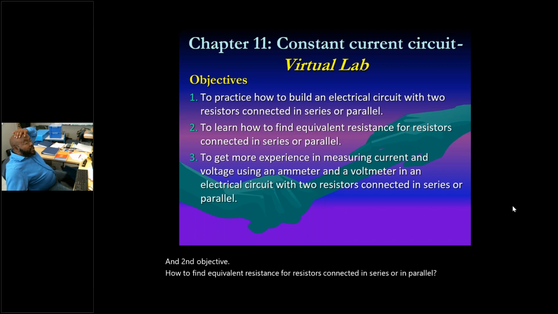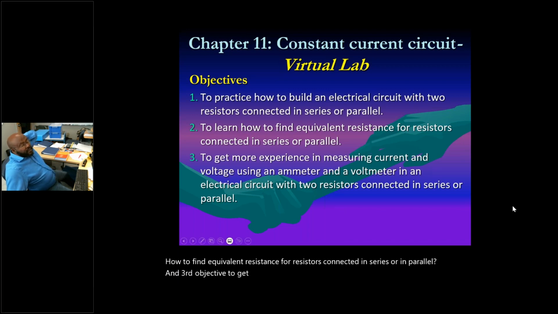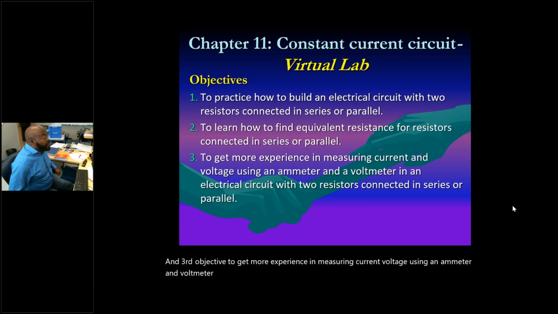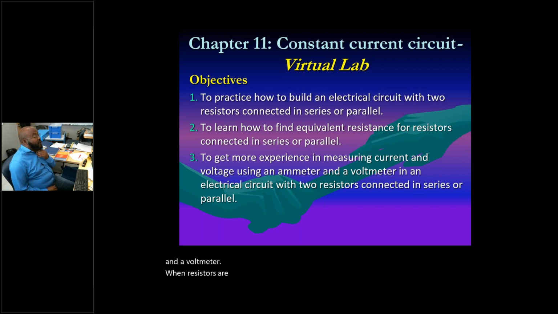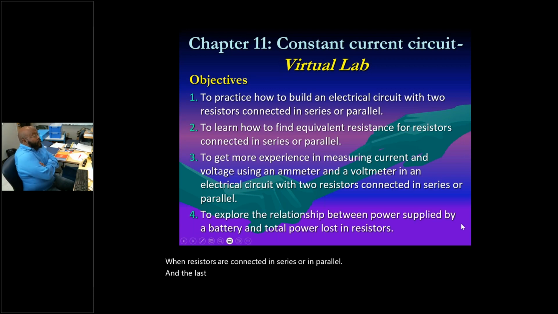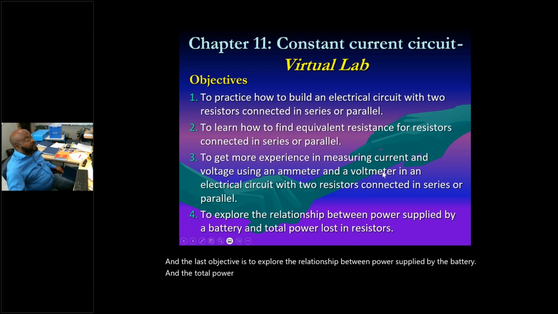And the third objective, to get more experience in measuring current and voltage using an ammeter and a voltmeter when resistors are connected in series or in parallel. And the last objective is to explore the relationship between power supplied by the battery and the total power lost in a resistor.